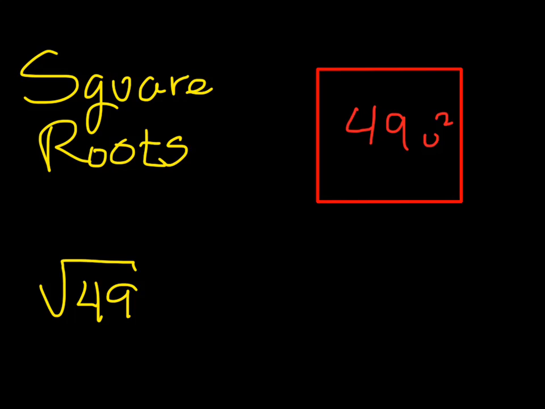If we said to you, what is the square root of 49? It would appear like this, under this check mark looking thing. That's the square root symbol. And what that's asking you is, what is the side of a square with an area of 49? You might say, well, clearly that side would be 7, because 7 times 7 makes 49. So the square root of the area of 49 is 7.